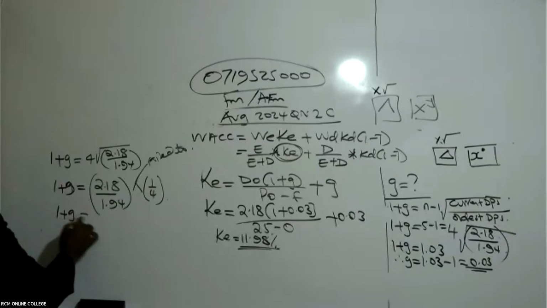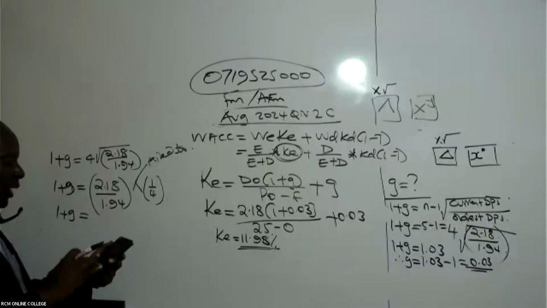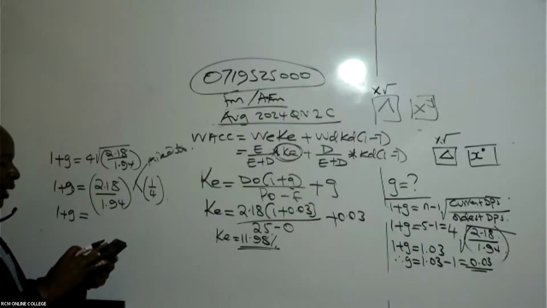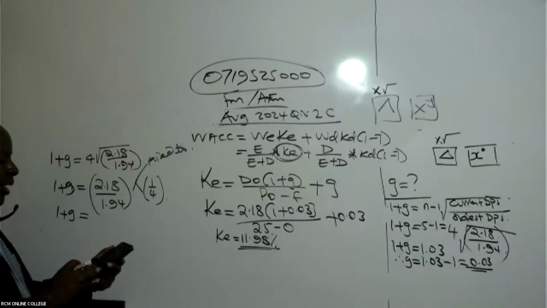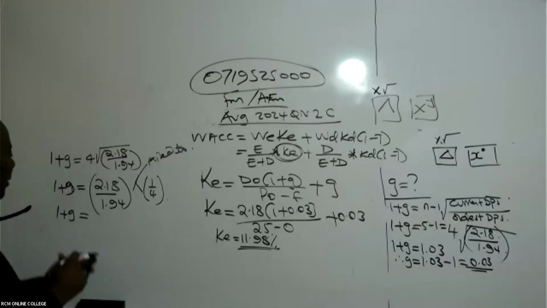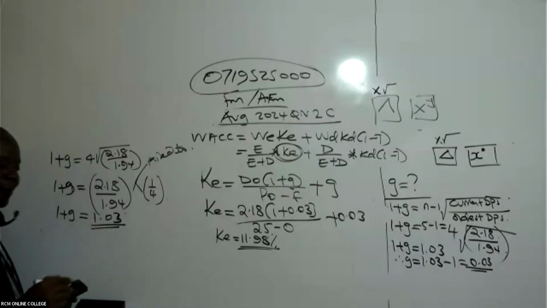So what I'll do, I will come and say here 1 plus g will be equal to, I have to put this in brackets, 2.18 divided by 1.94, I close, then I say raised to, I open brackets, 1 divided by 4, I close brackets like that. And then I say equals. All right, and I'm getting 1.029, which is the same as 1.03.